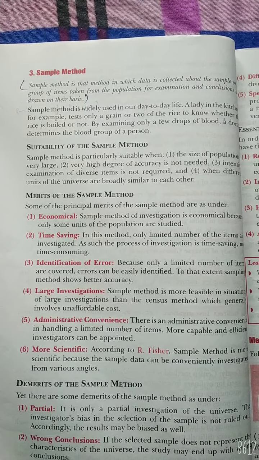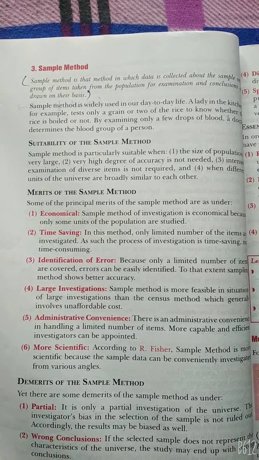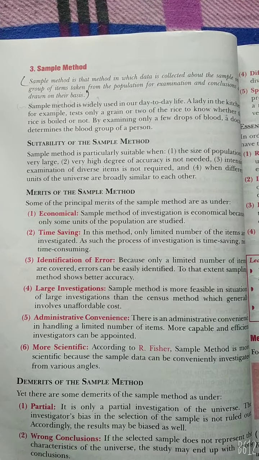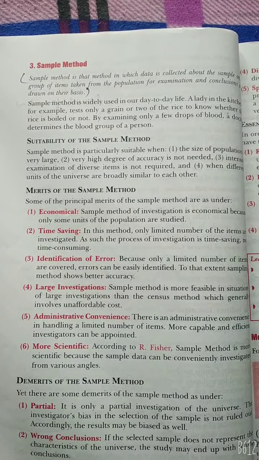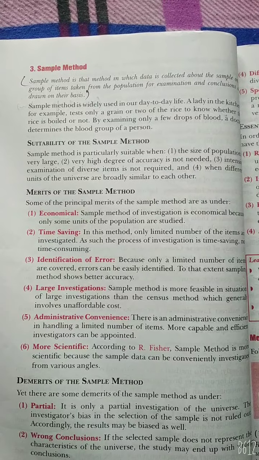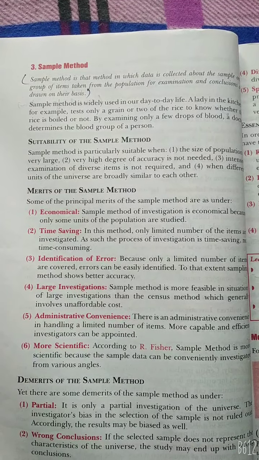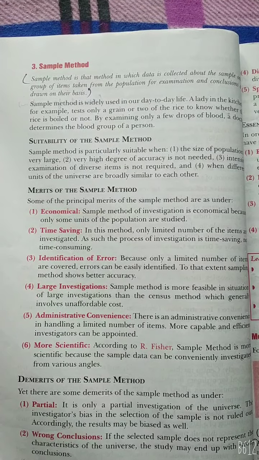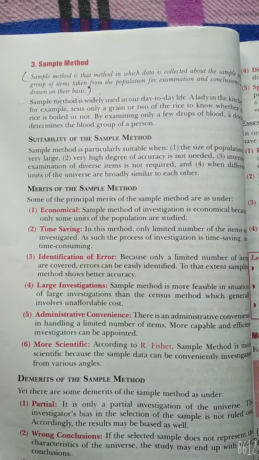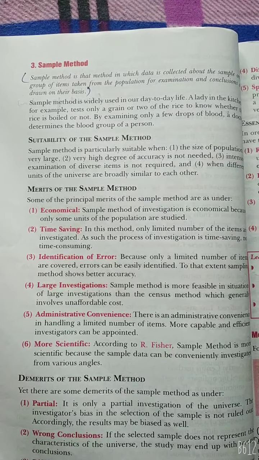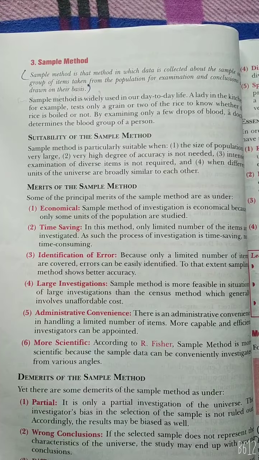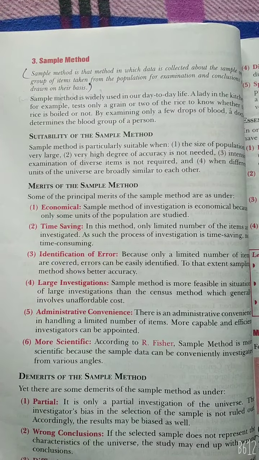First, sample method investigation is economical because only some units of the population are studied. It is time saving, because only a limited number of items are investigated, so less time is consumed. Identification of errors is easier, because only a limited number of items are covered, so errors can be easily identified. And by extending the sampling, we get better accuracy. For large investigations, the sample method is more feasible than the census method, which generally involves unaffordable cost.